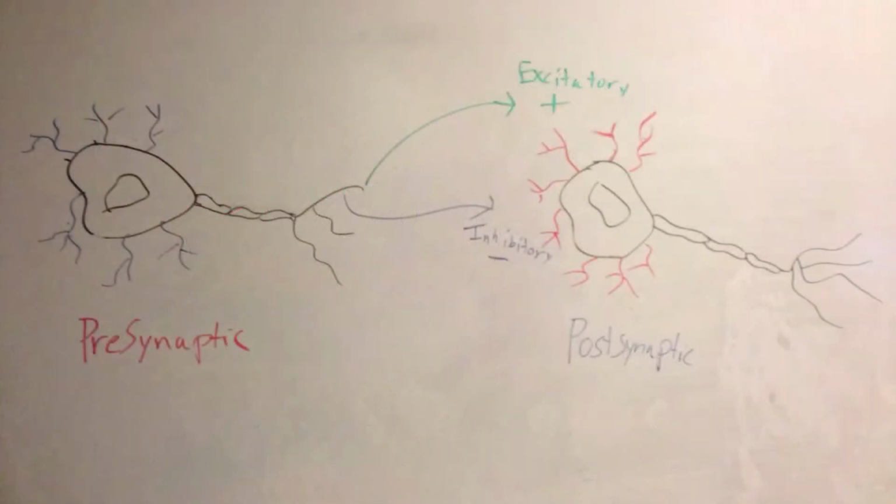Once accepted, the information can have two effects, excitatory and inhibitory influence. Excitatory effects increase the probability that the postsynaptic cell will fire an action potential, while an inhibitory influence decreases the chance of an action potential being fired.